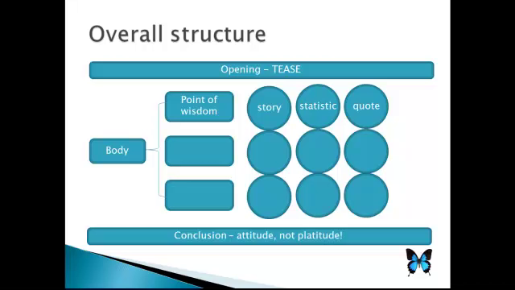I'd like to give you one way now of visualizing the overall structure of a speech. People do things in different ways. This is my suggestion. Oh, my cat's come to say hello. So you always have an opening, I've already said that, and the T's mnemonic there I'll go into in a moment. So you have your opening, then you have a body which is made up of points of wisdom, and each point of wisdom has a story, a statistic, a quote, some sort of supporting information to illustrate that point. I love this structure. Oh, and obviously you've got your conclusion as well.